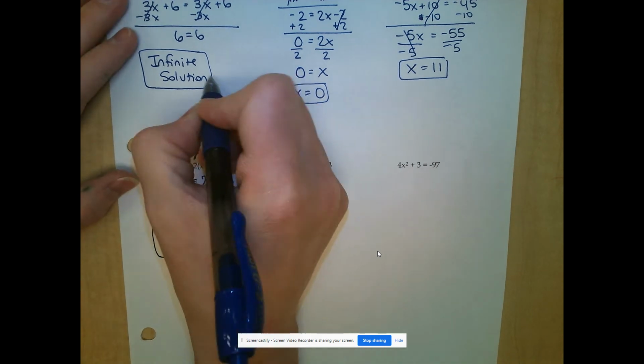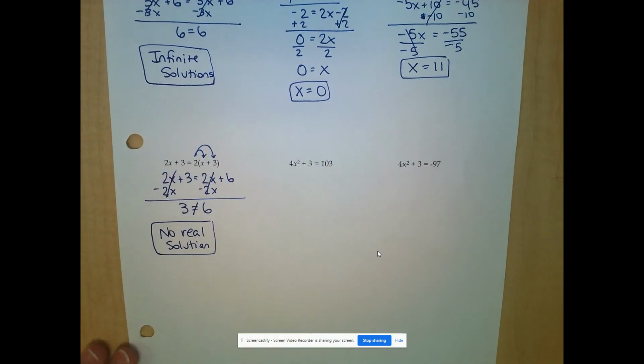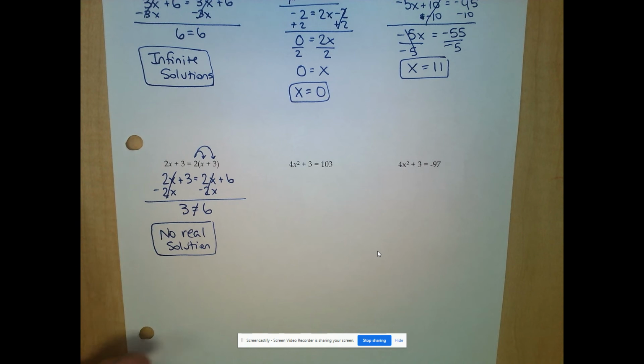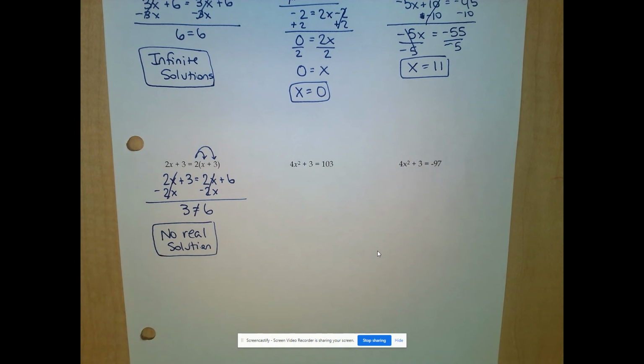So first one had infinite solutions, just realized there was an S missing there, and this one has no real solution. There is no value of x that will make that original equation true.